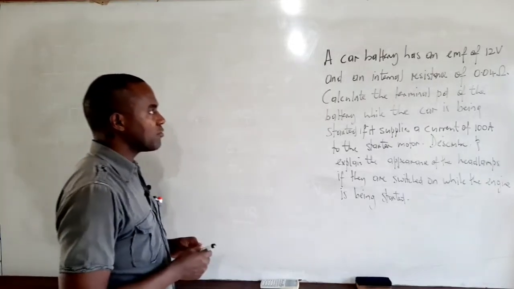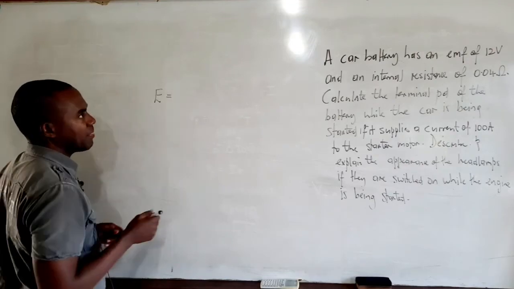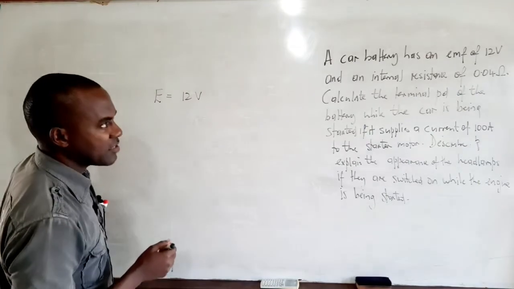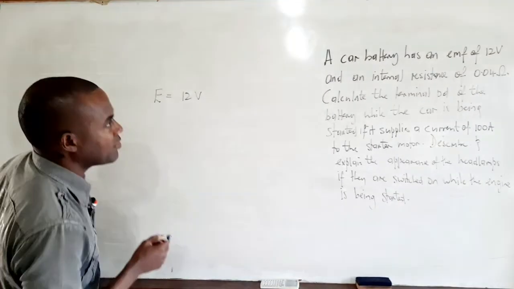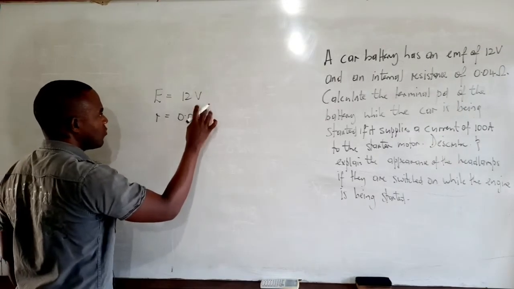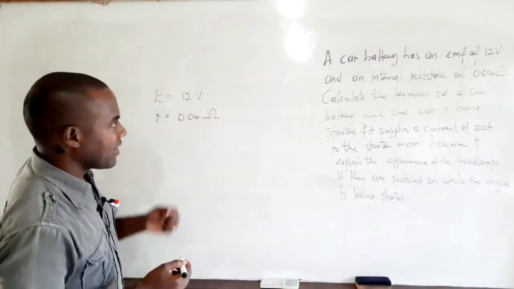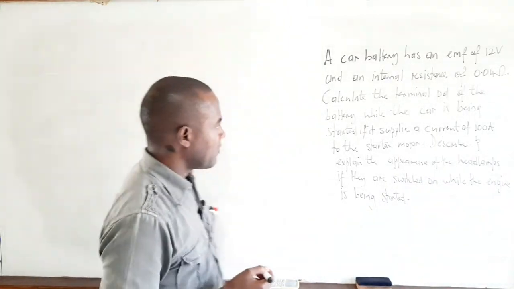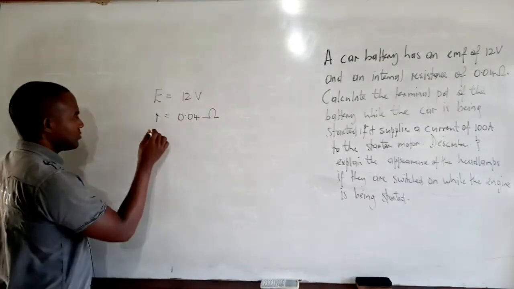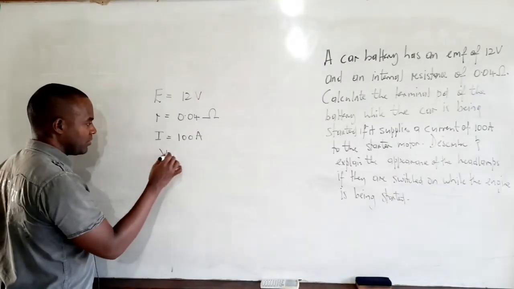So we'll begin by writing down the information that we have. The EMF E of the battery is 12 volts. The internal resistance r of the battery is equal to 0.04 ohms. They want us to calculate the terminal PD of the battery while the car is being started if it supplies a current of 100 amperes. So I is equal to 100 amperes, and we want to find the terminal PD.